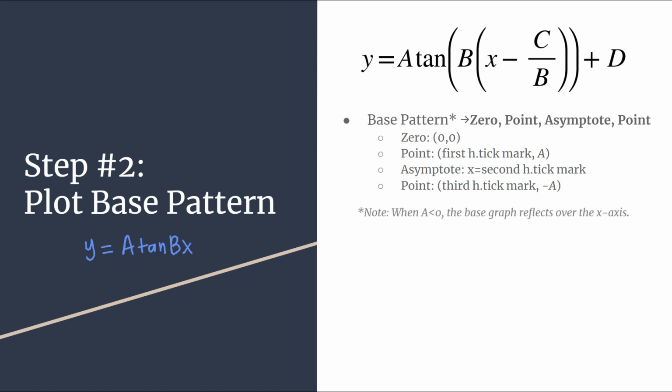If your A is negative, your base graph is going to reflect over the x-axis. So you can still follow the template. Here, everything will work out exactly the same. Basically, instead of a tangent curve that has the characteristic shape, when A is negative, it reflects over the x-axis, so you end up with this lighter blue curve. Okay, that's all that's saying.